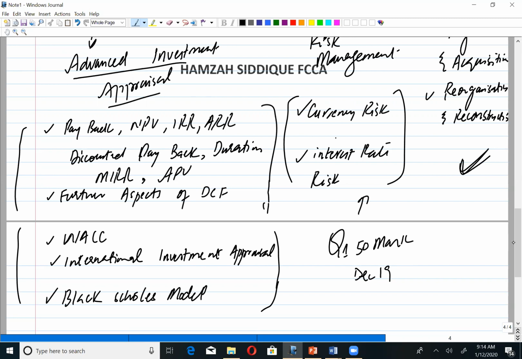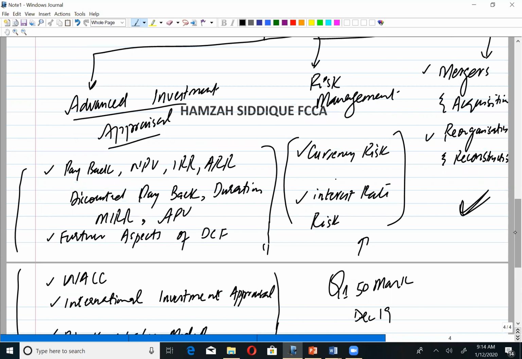And now, merger and acquisition includes the valuation of the company. When you acquire a company, how to put a value. When you sell a company, what are the different methods of valuation of a company? And there are other theoretical aspects of mergers and acquisition as well, theory topics are there.